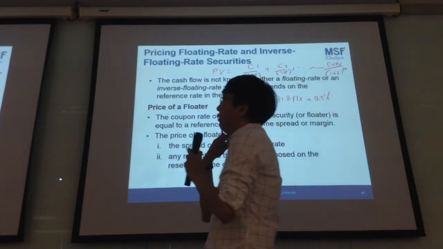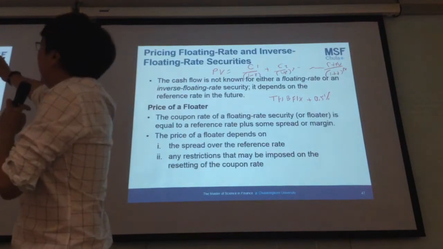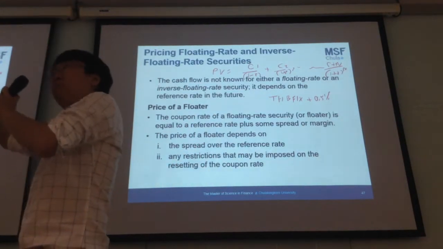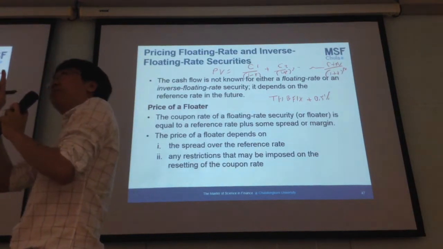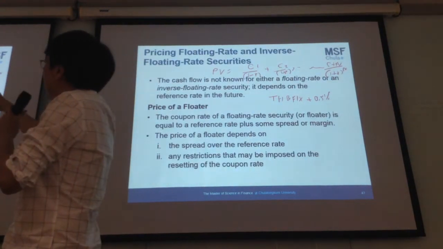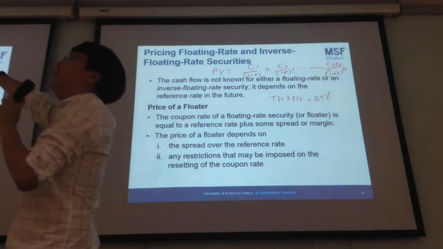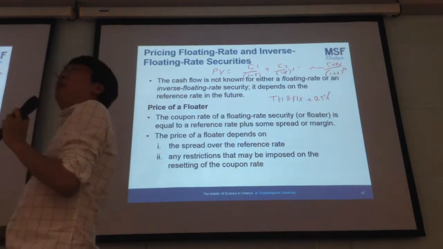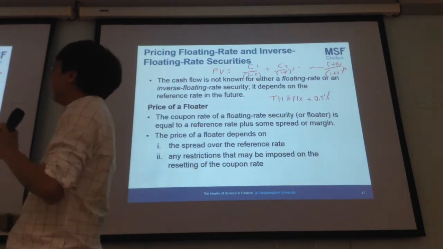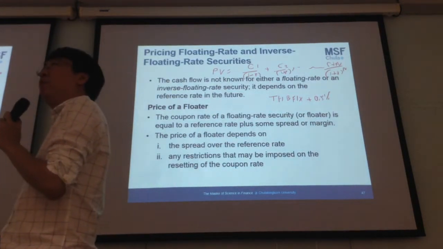So you can see that C, the numerator, and R, they just move together, because of the reference, it's just the same rate. The same reference rate determines the C, the coupon, and the same reference rate determines the discount rate. So they will move around par.